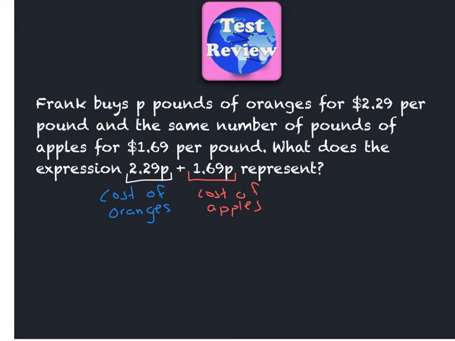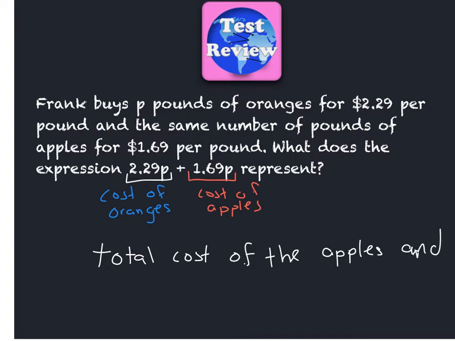So what would the entire thing represent? It would represent the total cost of the apples and oranges, or the oranges and apples. And that's all you would need to write when you're taking this test. If you get a problem like this, that's it. That's all it's representing, the total cost of the apples and oranges.